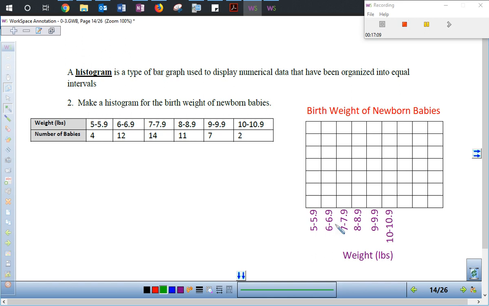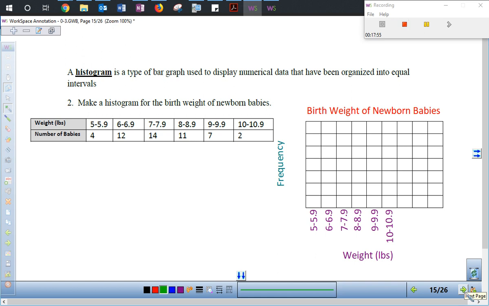So since we have weight on our bottom axis, now on our left axis, we're going to put the number of babies. Now, like I said, this is like a frequency table. So I like to use frequency instead of number of babies. If you choose to use number of babies, I probably won't be too picky about it, but this is the frequency. This is how frequently it's happening.